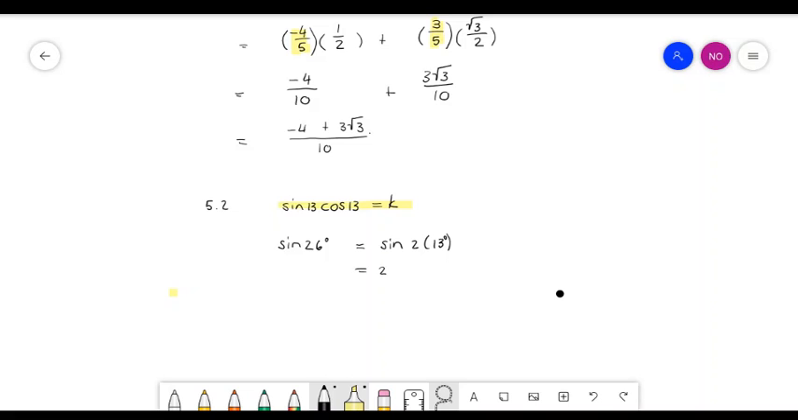Which I can then write as 2 sine 13 cos 13.